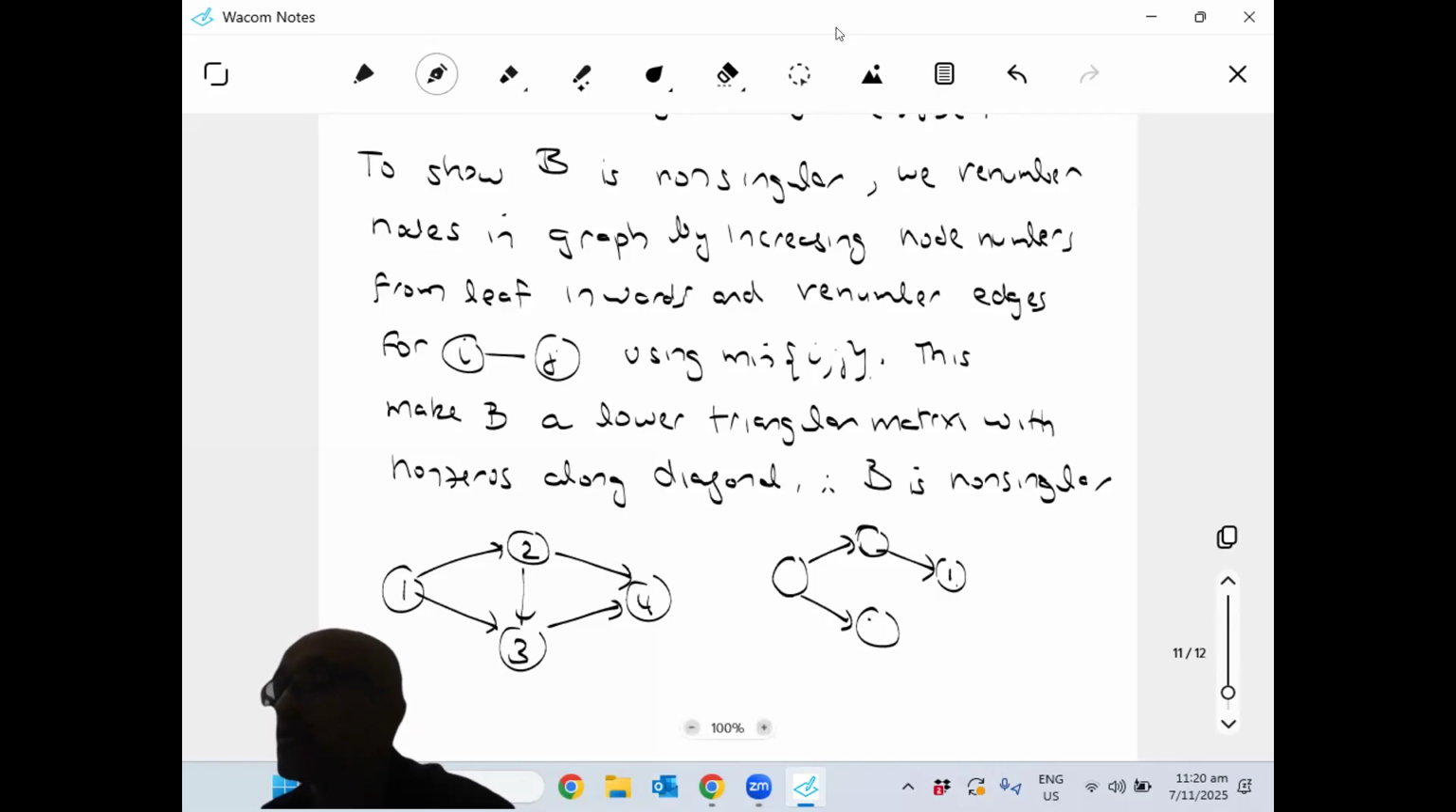So let's call this 1. Okay. So you can increase this going inward. So let's call this maybe 2, 3, 4. I'm just renumbering. Okay. And then I'm going to assign an edge number to be the minimum of the two nodes that the edge is connecting. So minimum of 1 and 3 is 1. Minimum of 3 and 4 is 3. Minimum of 2 and 4 is 2. So all this does is it reorders the matrix.